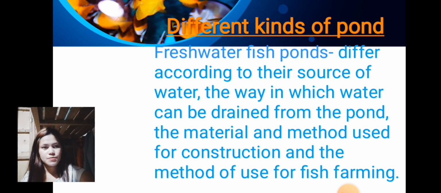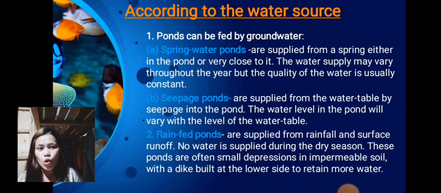So according to the water source rather, number 1, ponds can be fed by groundwater. A. Spring water ponds are supplied from a spring either in the pond or very close to it. The water supply may vary throughout the year, but the quality of the water is usually constant.